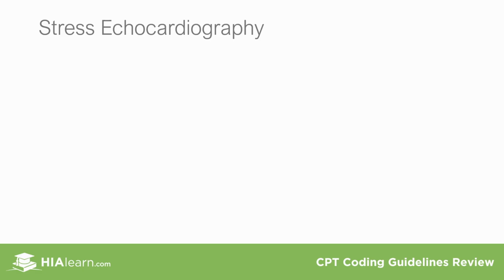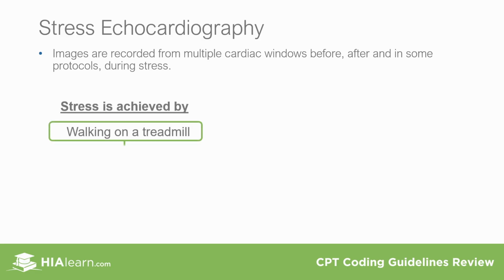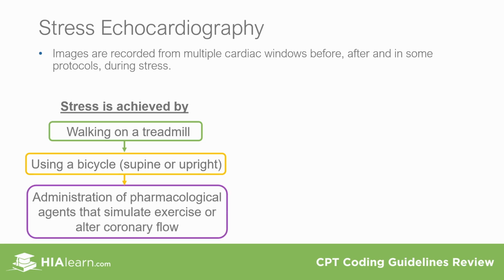During stress echocardiography, images are recorded from multiple cardiac windows before, after, and in some protocols during stress. Stress is achieved by walking on a treadmill, using a supine or upright bicycle, or through the administration of pharmacological agents that either simulate exercise by increasing heart rate, blood pressure, or myocardial contractility, or that alter coronary flow.